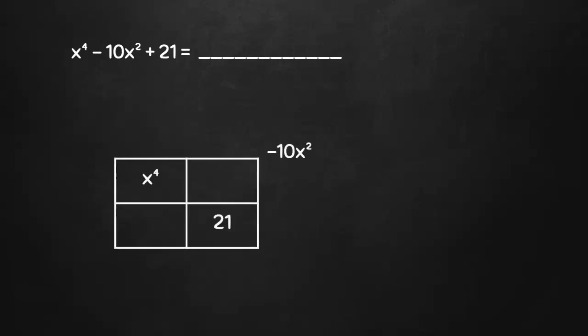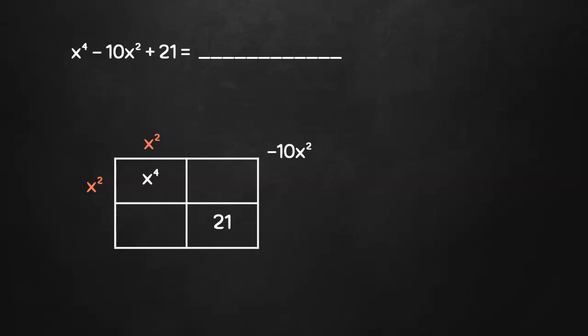So place the appropriate terms in the boxes and in the corner of your area model. Now you need to think about what two things can you multiply together to get you x to the 4th power, and that's x squared times x squared. Remember, when you multiply like bases, you are adding those exponents together.